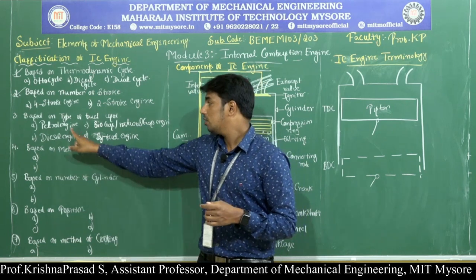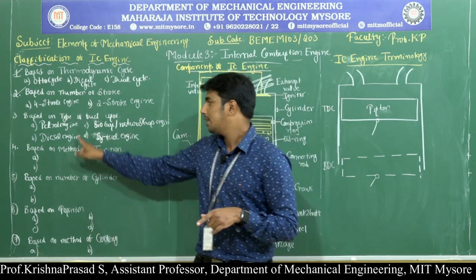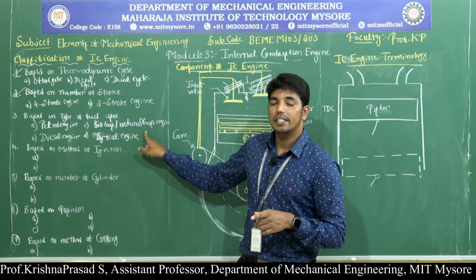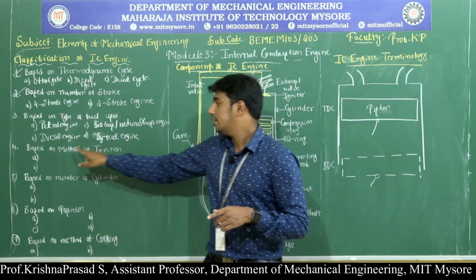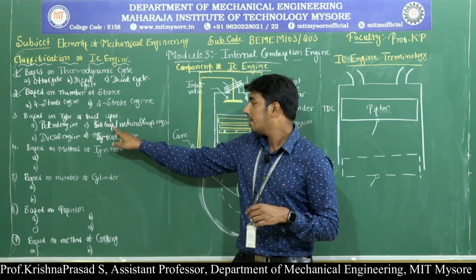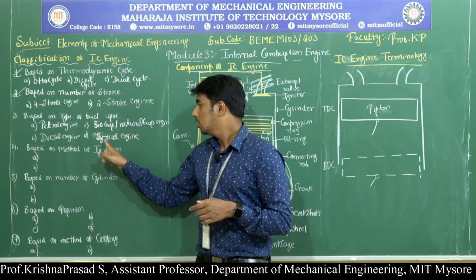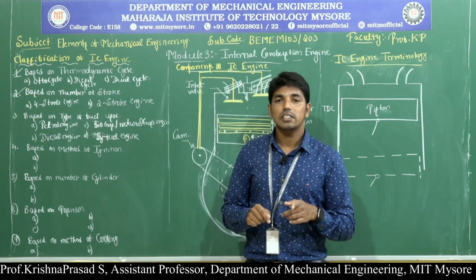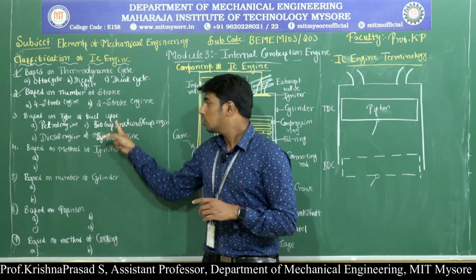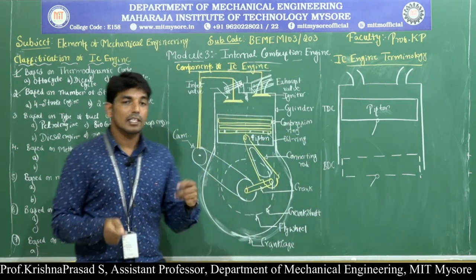Based on the type of fuel used, internal combustion engines are classified into four different types. Petrol engine: if the fuel used in the internal combustion engine is petrol, then it is called a petrol engine. If the fuel is diesel, then it is called a diesel engine. If the fuel is either biogas or natural gas like CNG, then it is called a biogas or natural gas engine. If the fuel used in the IC engine is a mixture of two fuels, then it is called a bi-fuel engine. So this is the third one, based on the type of fuel used. Fourth one, based on the method of ignition.